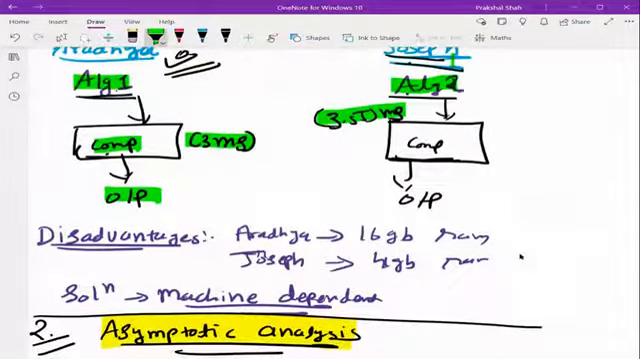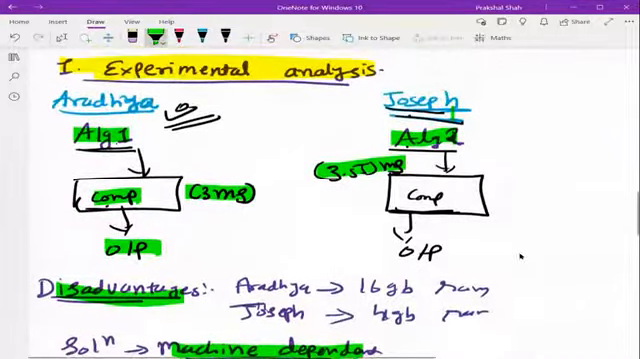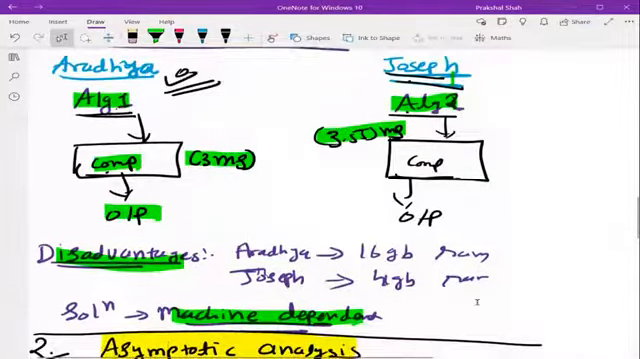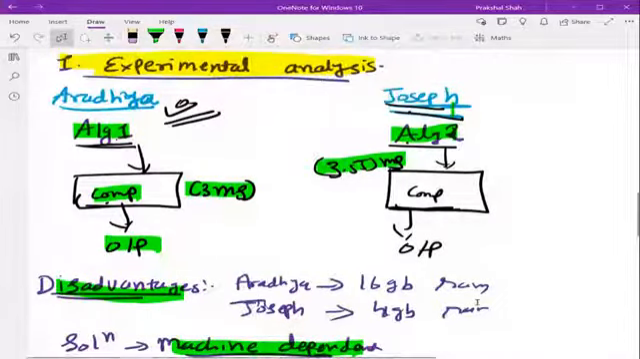Now this is the only disadvantage of this: it is a machine dependent thing. So we cannot justify or rely on this, because every person's computer hardware would be different, right? They have different kinds of resources. So this was the foolish way to compare any two algorithms. We will not compare any algorithm on the basis of experimental analysis.